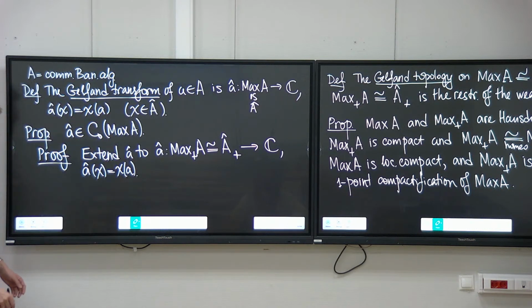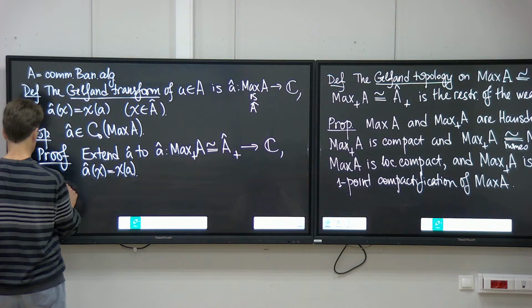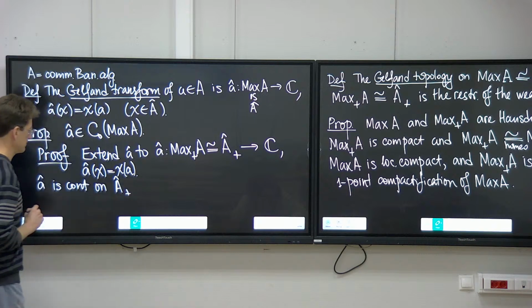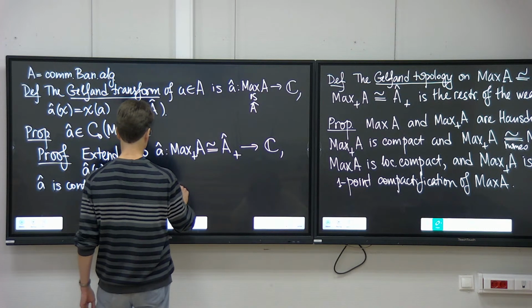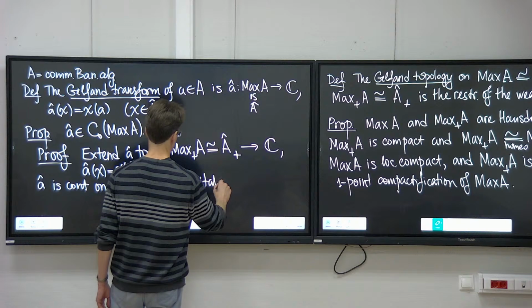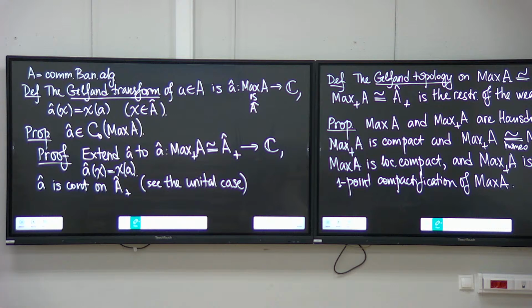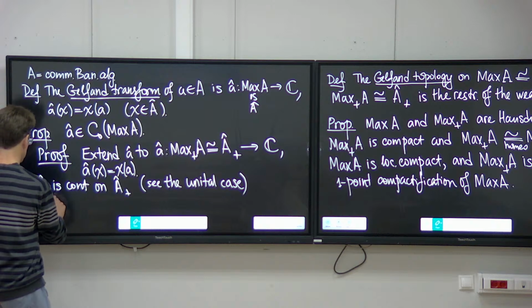So a hat becomes a function on A hat plus, and it is continuous. A hat is continuous on A hat plus. This follows from the same argument as in the unital case. See the unital case. Basically, this property follows from a simple property of the weak star topology. This is the restriction of the canonical image of A in the bidual space, and elements in the bidual are continuous for the weak star topology. So it is continuous, and clearly it takes 0 to 0.